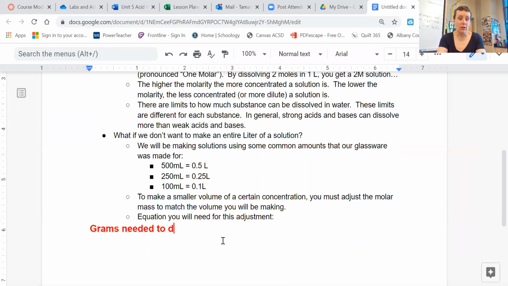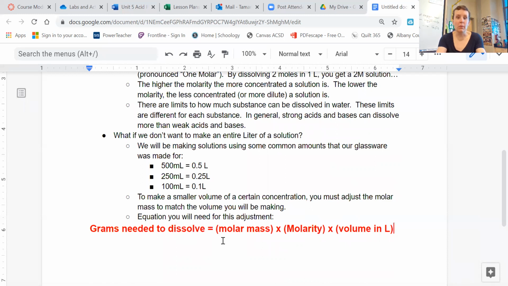Grams needed, whoa, not Grammys. Grams needed to dissolve equals molar mass times molarity, which the problem will tell you what molarity you want to make, times the volume in liters.